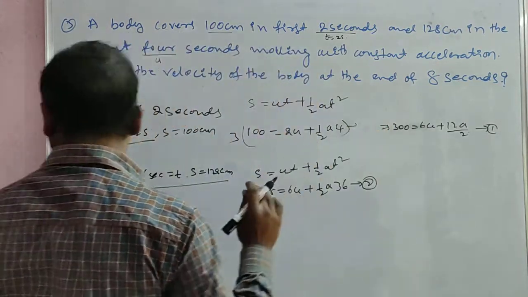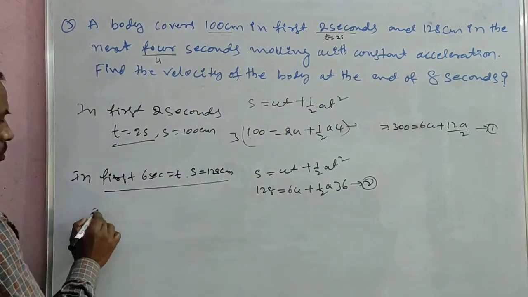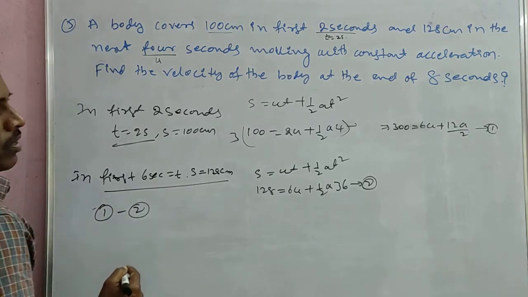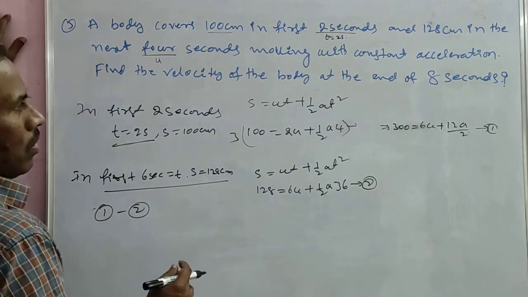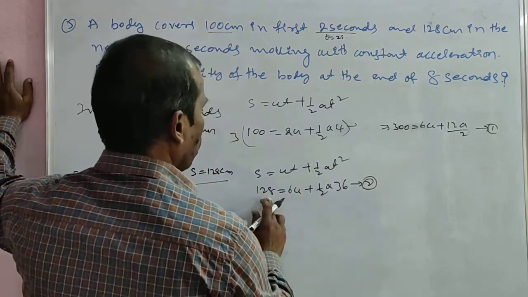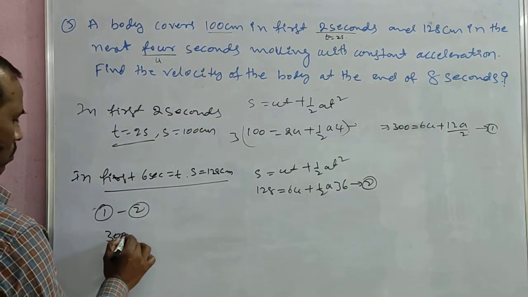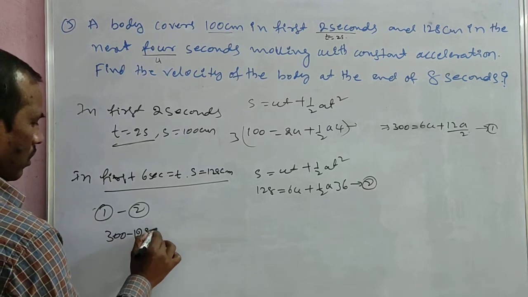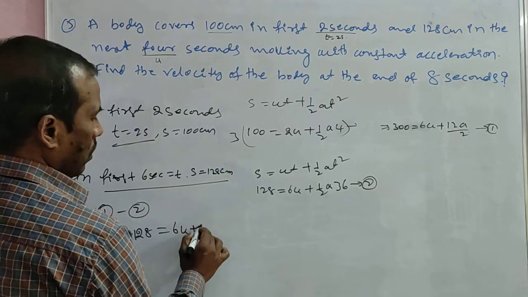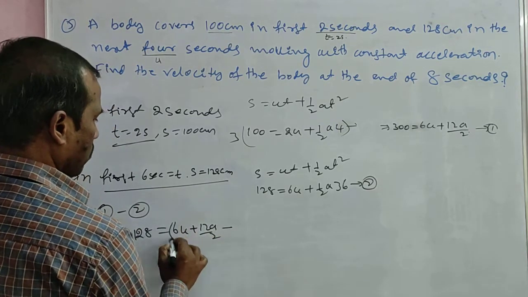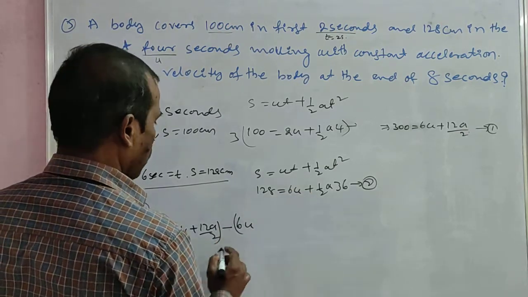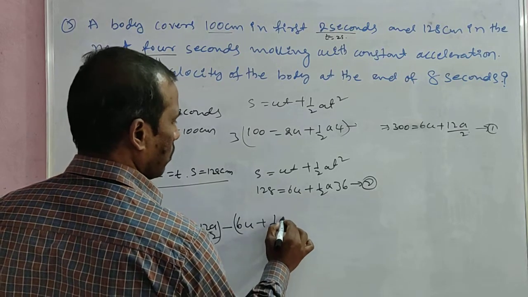Now equation 1 minus equation 2. Equation 1 minus equation 2 is simply 300 minus 128 is equal to 6u plus 12a by 2, minus this value, which is equation 2, 6u plus 36a by 2.